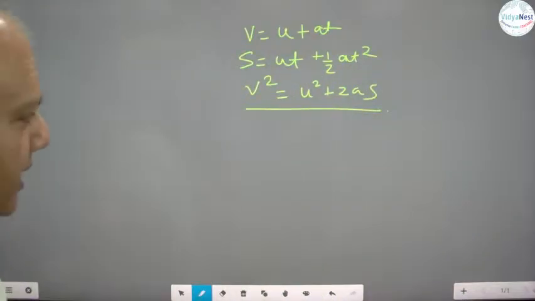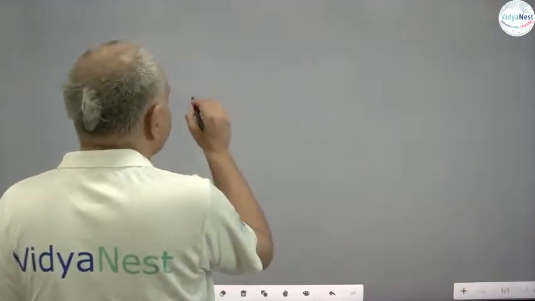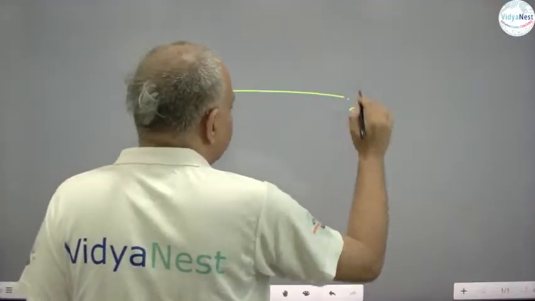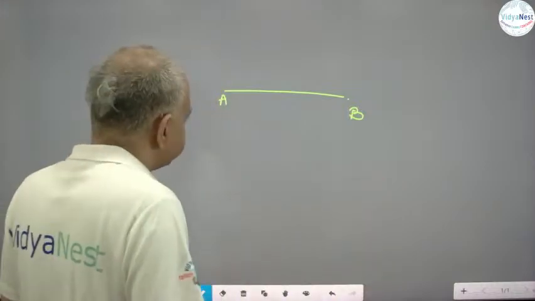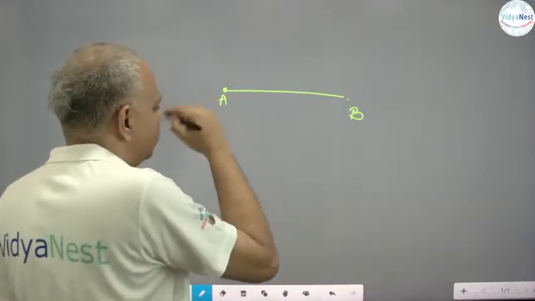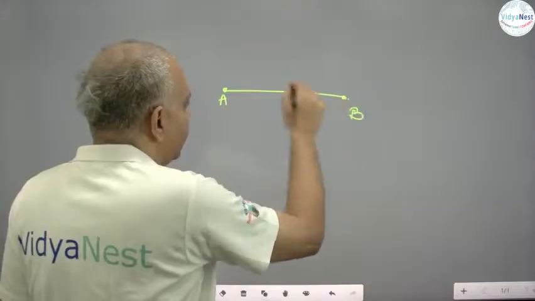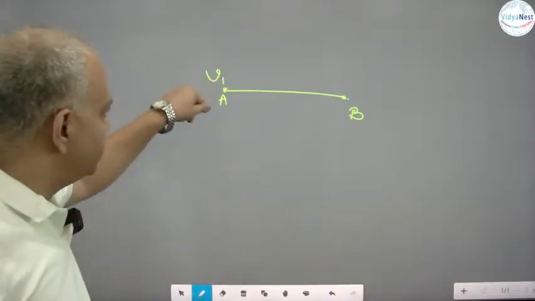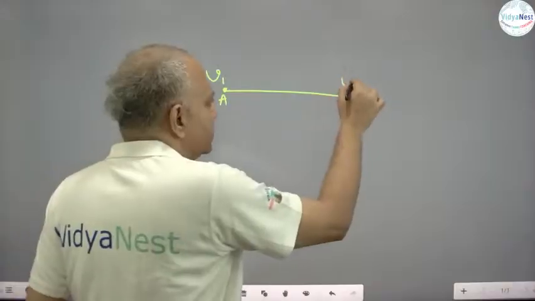Suppose a particle is moving in a path, within a point A and B. The velocity at the position A is v1, and the velocity at B is v2.